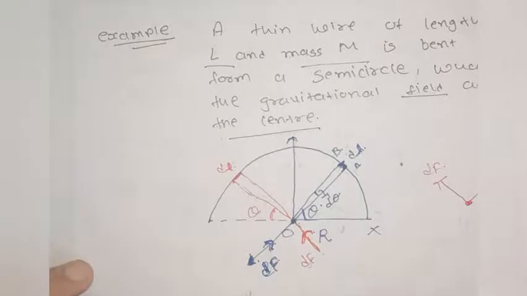If we divide them into components, then this df will be divided into these two parts, along the two axes. We can see the horizontal components will cancel out, so the net resultant force will be along the vertical axis only. Let us write the equation.